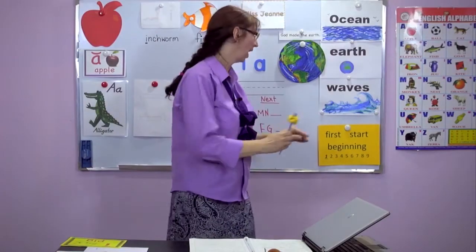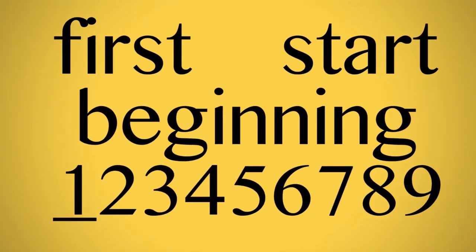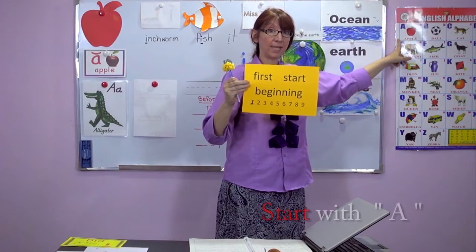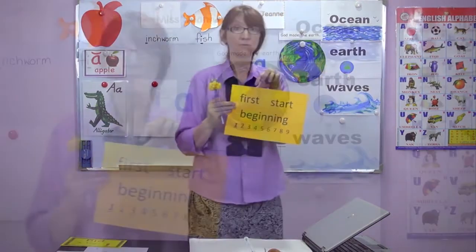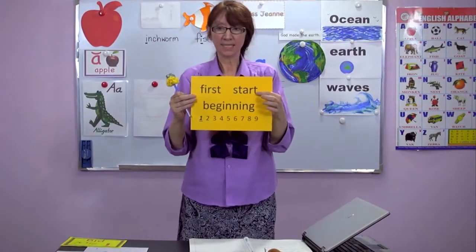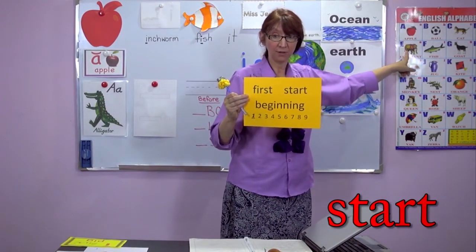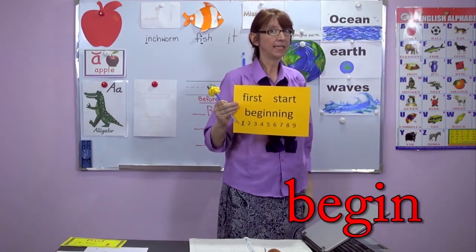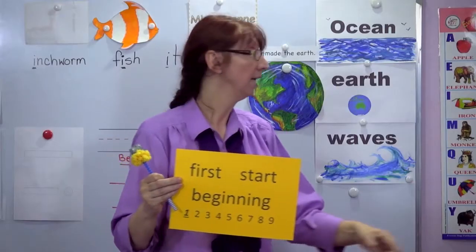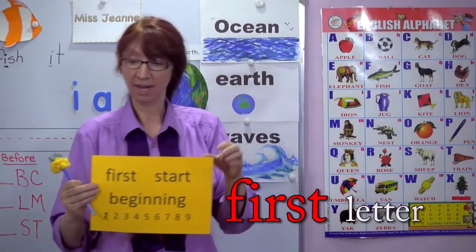Now, I have something to show you. When we start ABC, we start at the beginning. We start with A, right? It's the first letter. First letter is A. But another way we can say is start. I start here. This is the first letter. But another word is begin. Let's begin. That means let's start. Okay? So when we go to the beginning, we are going to the first letter of the alphabet.